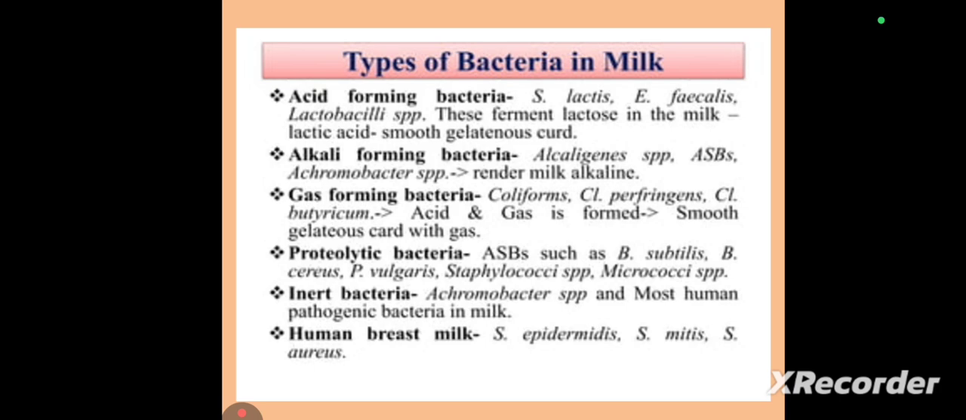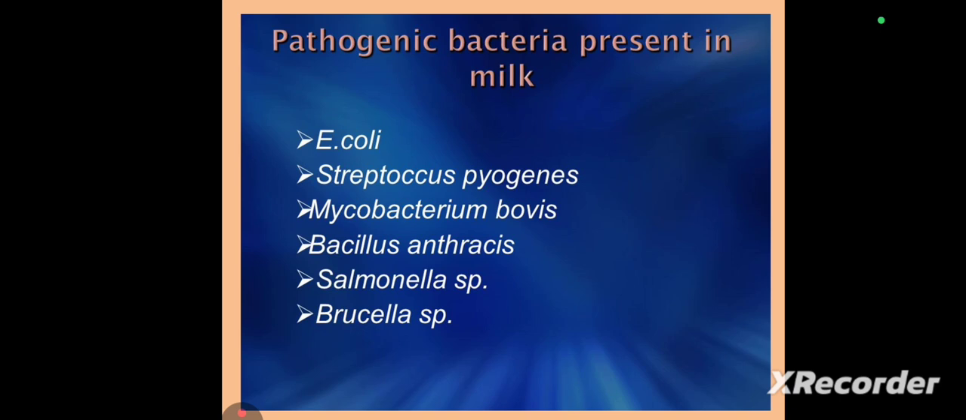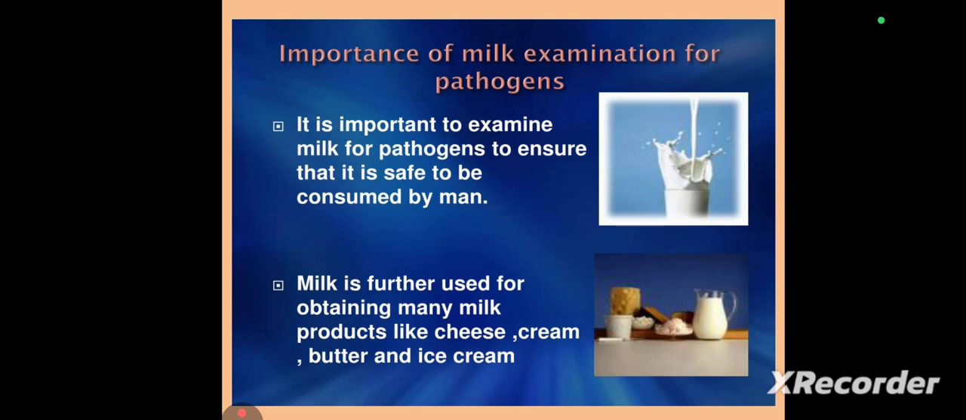They are acid forming bacteria, alkali forming bacteria, gas forming bacteria, proteolytic bacteria, inert bacteria and human breast milk bacteria. And what are the pathogens present in the milk? They are E. coli, Streptococcus pyogenes, Mycobacterium bovis, Bacillus anthracis, Salmonella species and Brucella species. This is the importance of examining milk for pathogens, as it is consumed by man. Milk is further used for obtaining many milk products like cheese, cream, butter, ice cream, ghee, etc.